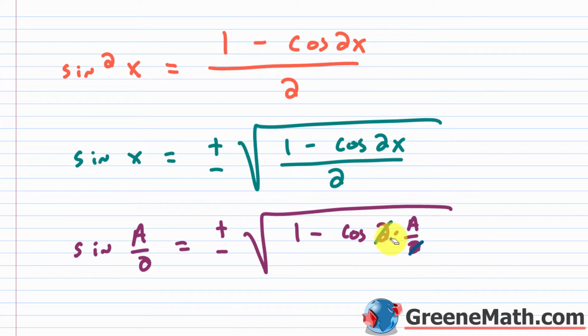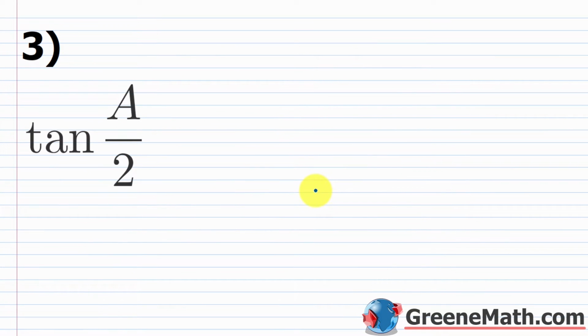So let's go ahead and just cancel this right now and say that this is the cosine of a, and then this is all over 2. So this is your formula. The sine of a over 2 equals plus or minus the square root of 1 minus the cosine of a over 2. Okay, let's look at problem 3.